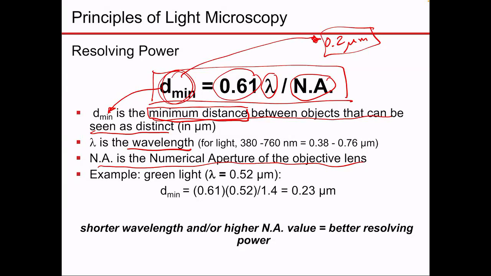So if you want that number to get lower and lower, you want the wavelength to be as low as possible. Let's say, for example, blue light, but not red light, which has a higher lambda wavelength value. And then you want the numerical aperture in the denominator to be as high as possible in order to get this number as low as possible. That is the science behind that resolving power.